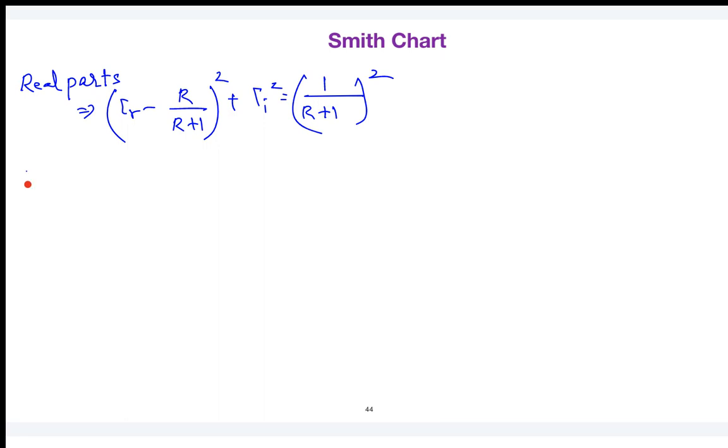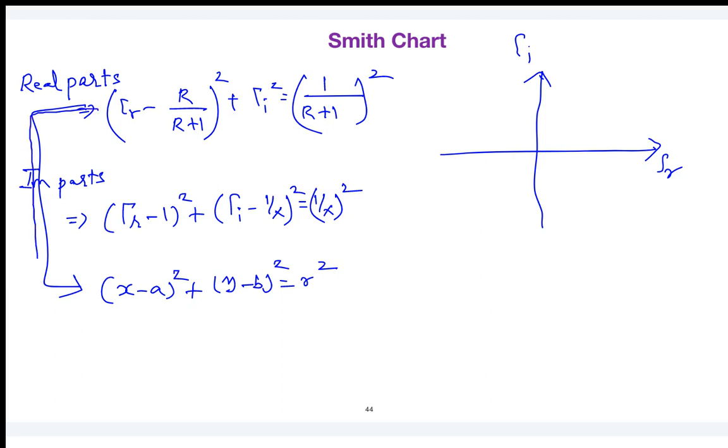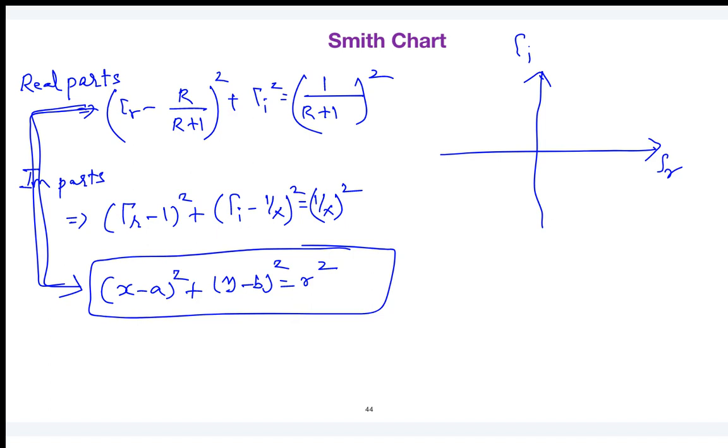If you keep on varying the value of R, what is this equation? This equation is in the form of (x minus a) whole square plus (y minus b) whole square is equal to R square. So the first equation represents the family of circles if you keep on varying the value of R. Similarly, the second one also represents the family of circles when the value of X is changing.